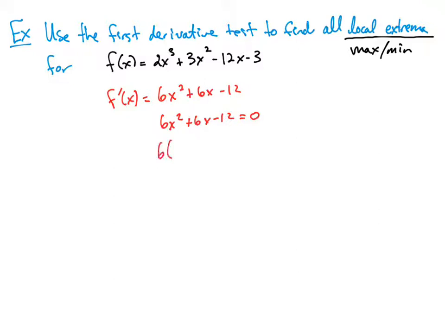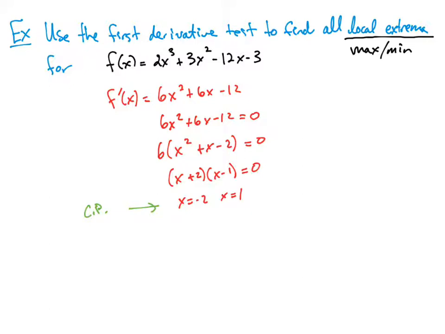So we need to solve this equation. I'm going to factor out a 6 here. I'm left with x squared plus x minus 2. This is something pretty simple to factor. We're going to have x plus 2, x minus 1. So setting those both equal to 0 and solving, we're going to get x is equal to negative 2, x is equal to positive 1. So what we've done is we found the critical points. These are the critical points that tell us where the first derivative is equal to 0.